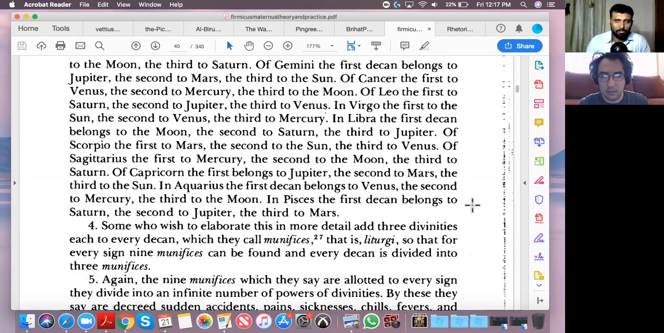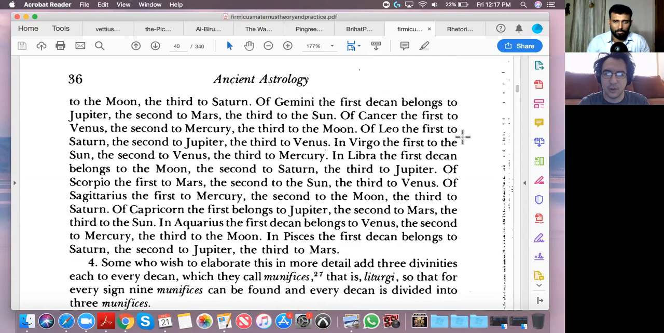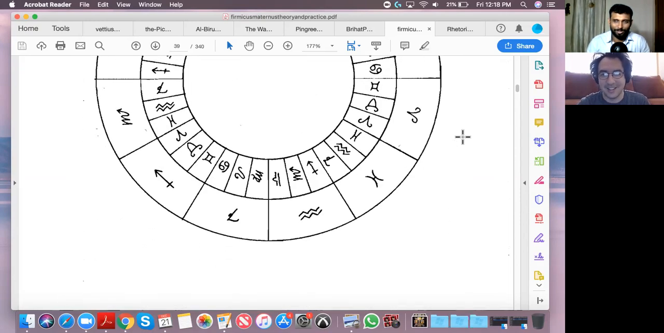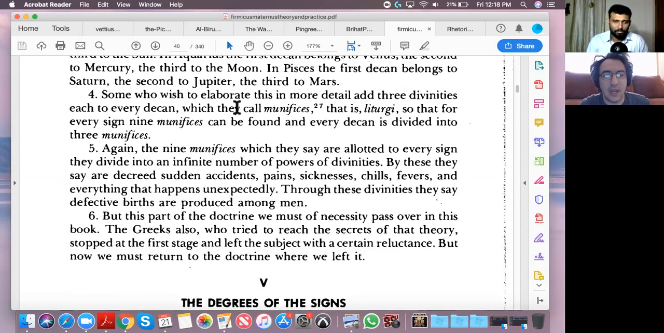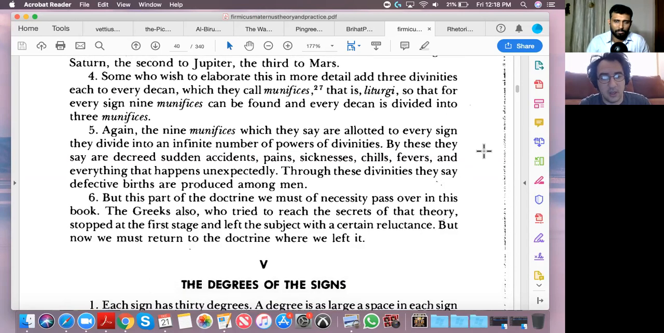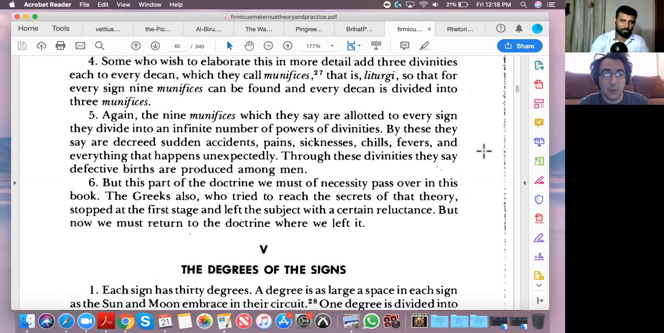Anyway, he's giving the other rulership here, not the one I gave in the beginning of the video. So I don't know where this other chart comes from. It's not the same chart. Anyway, some who wish to elaborate on this in more detail add 3 divinities to every decan, which they call munifices, that is liturgi, so that for every sign 9 munifices can be found, and every decan is divided into 3 munifices.